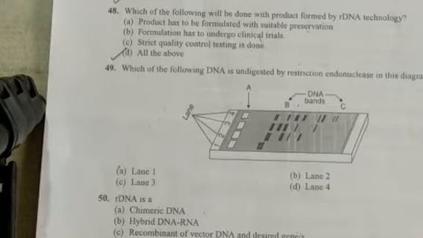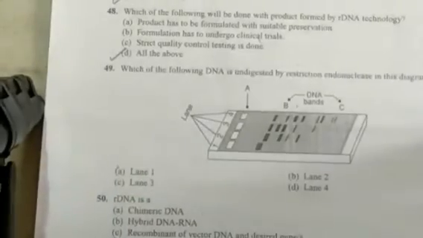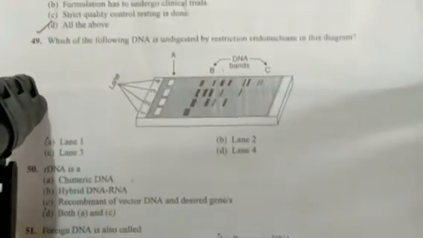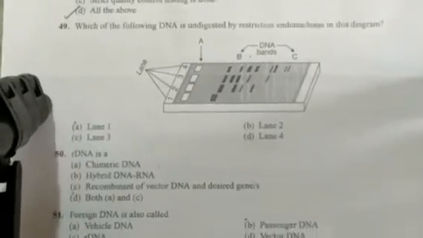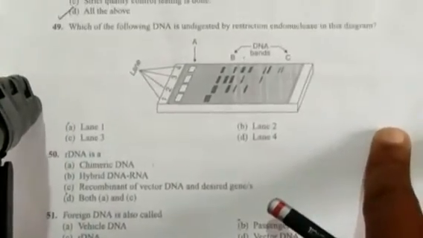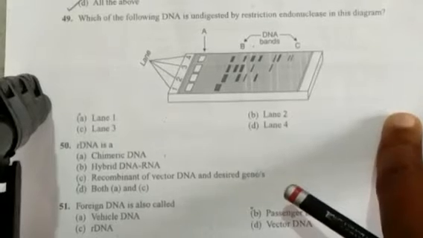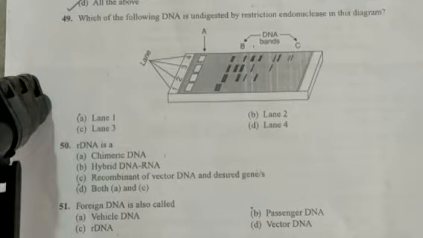He is asking which line has undigested DNA, which you have to find out by restriction endonuclease, in this diagram. So here the diagram is given, and the question is given on enzymes. So which line has undigested DNA?